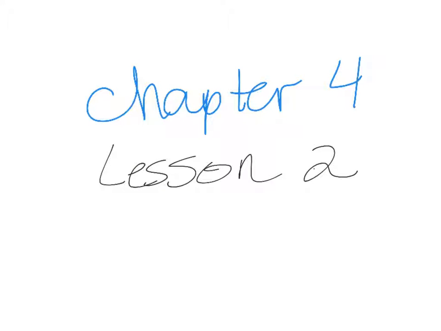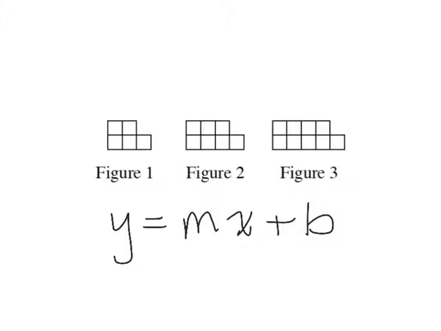Alright, we are in Chapter 4, Lesson 2. And this lesson is just going more over what you did in Lesson 1 in terms of tile patterns. When writing rules for a tile pattern, we have to first look and see what it's growing by every time. Many different ways you can do it. I personally am going to look at what I am doing from figure 1 to figure 2 and then figure 2 to figure 3, just like in the previous video.